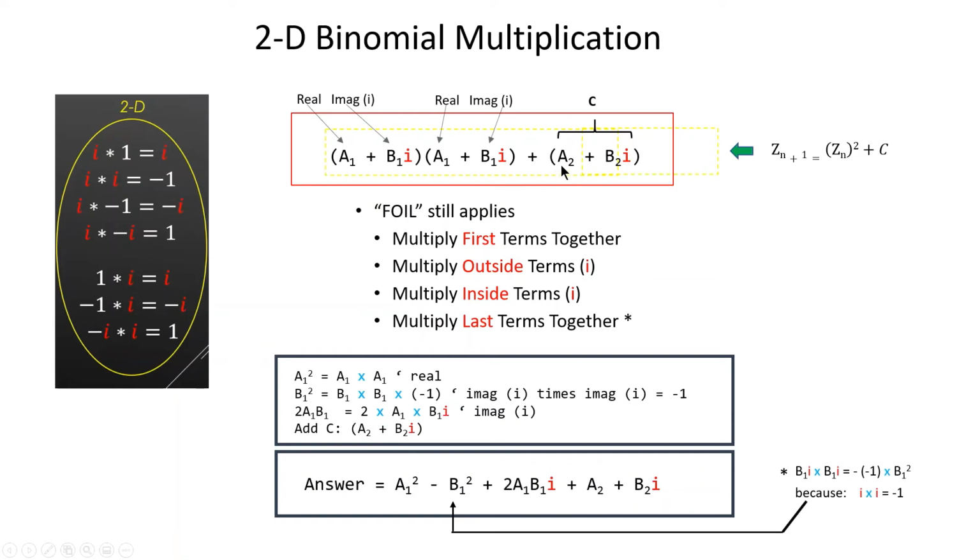Where'd that come from? Okay, that's here. We're adding the other point into it, plus A2 plus B2. And if we add all of these up together, we would come out with another complex number. And that would be how we would multiply two points together and add another point to it.